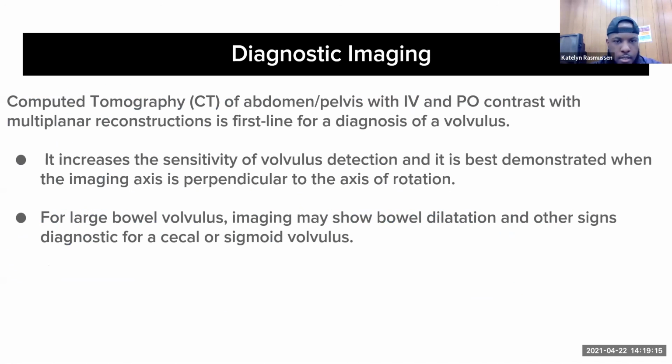Computed tomography, or CT, of the abdomen and pelvis with IV and PO contrast with multiplanar reconstruction is the first line for diagnosing volvulus. It increases the sensitivity of volvulus detection and is best demonstrated when the imaging axis is perpendicular to the axis of rotation. For large bowel volvulus, imaging may show bowel dilation and other signs diagnostic for cecal or sigmoid volvulus.